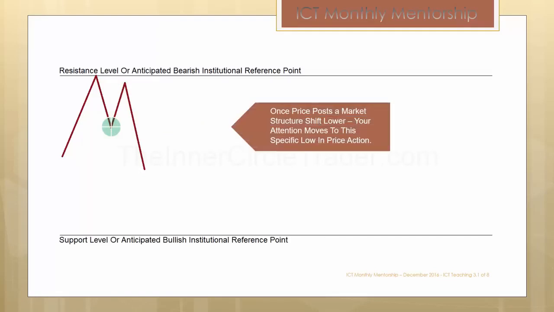Once price posts a market structure shift lower, your attention as the trader moves to this specific low in price, right there. Inside that low, what we're going to be focusing on is the last down candle, because the last down candle is where the buying took place right before that little short-term rally up. Price broke below that low at a later time, and there's no rule as to how long it takes before that low is violated.